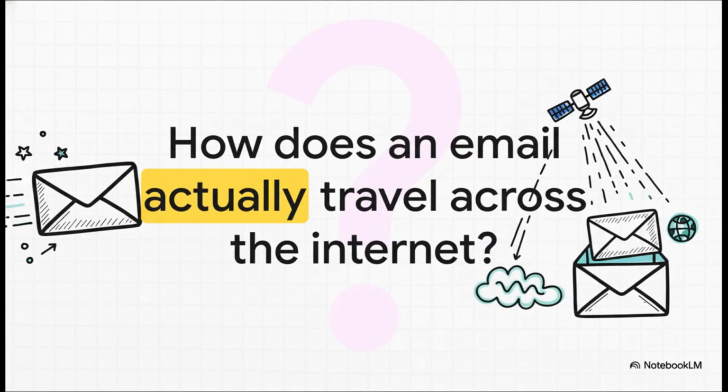Really think about it for a second. It's something we do all day, every day. You hit send, and poof, it basically shows up instantly in someone's inbox, maybe halfway across the planet. But what's really going on in that split second? How does the internet know where to send it? And more importantly, what to do with it once it gets there?